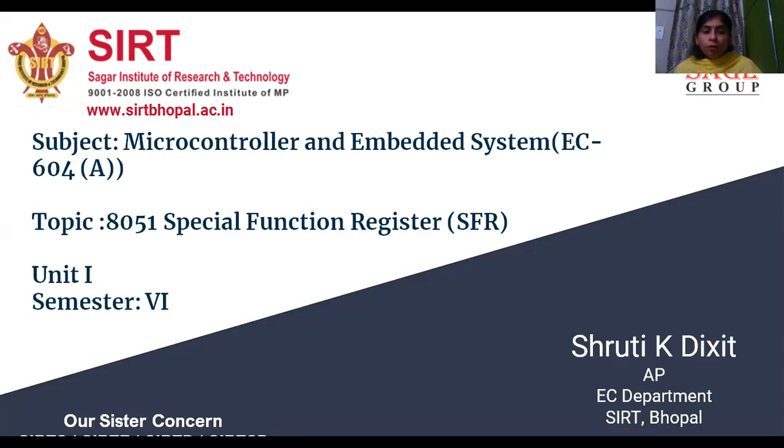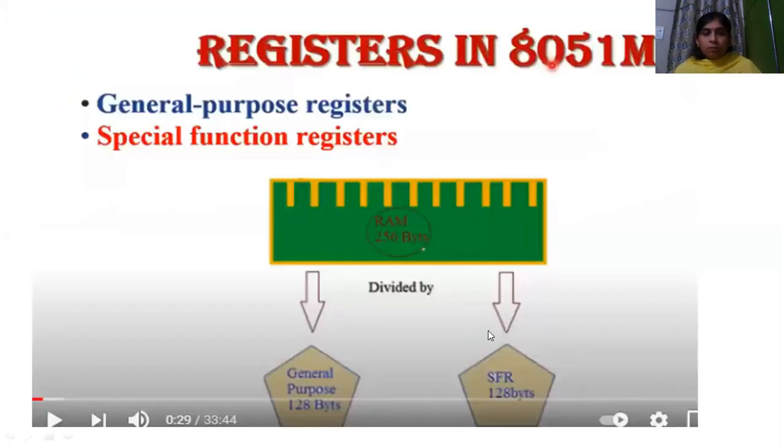Today, we are going to discuss the 8051 Special Function Register. There are two types of registers in the 8051 microcontroller, General Purpose Register and Special Function Register. Random access memory, a total of 256 bytes, is divided into two parts, general purpose register and special function register. General purpose register is 128 bytes and special function register is 128 bytes.